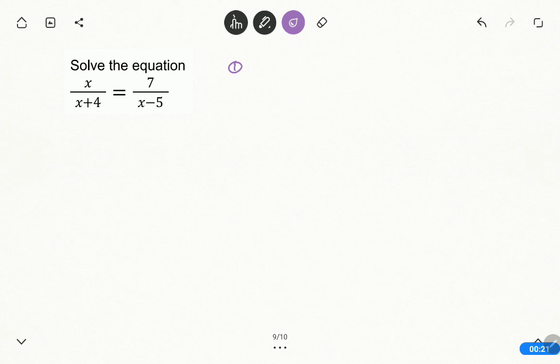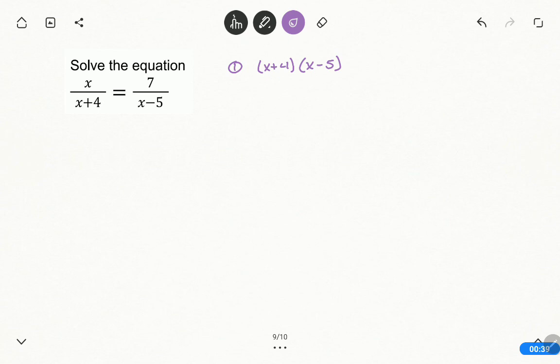Okay, so the common denominator needs to consist of every factor we see on the bottom to the highest power we see it in any one fraction. We only see x plus 4 and x minus 5 on the bottom. They were already factored. So that's our common denominator.